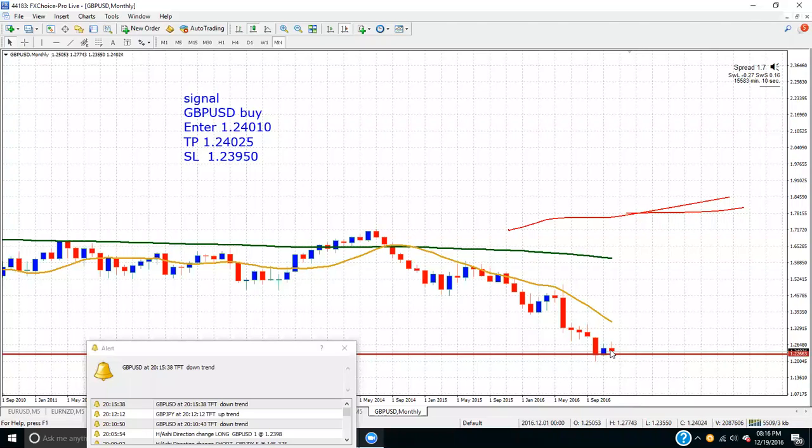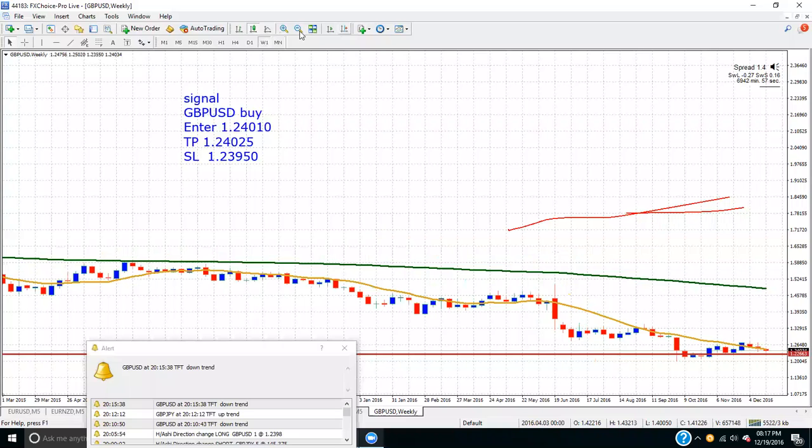So let's go ahead and take a look at the week. Now, this isn't going to take you that long every time you get a signal to do this. This is something you're going to be able to do fairly quickly after a while. This is just a lot of talk right now.